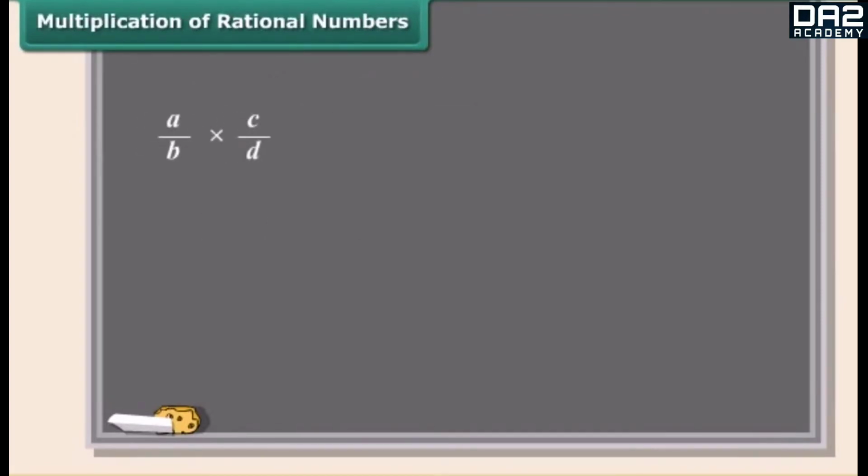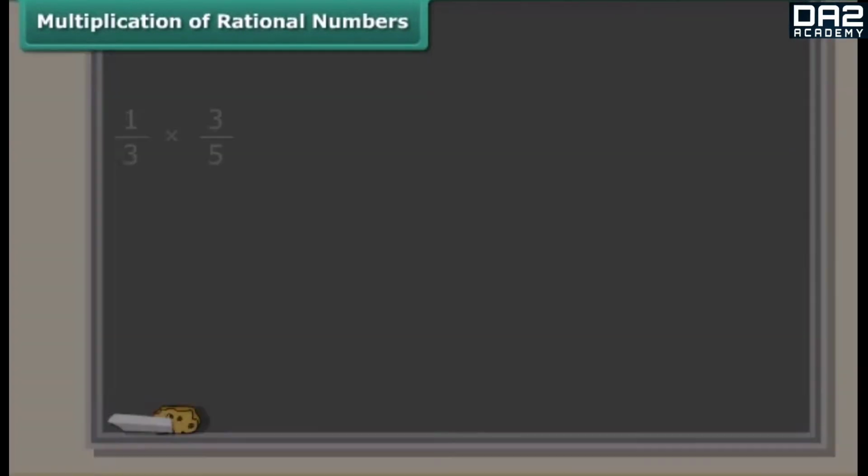Now we will study multiplication of rational numbers. This is the easiest one. To multiply two rational numbers, just multiply the numerators and denominators separately like this. Here is an example.